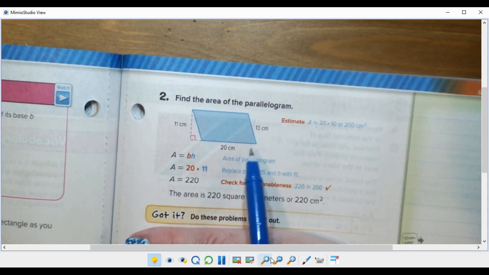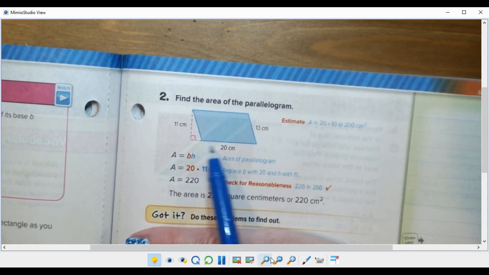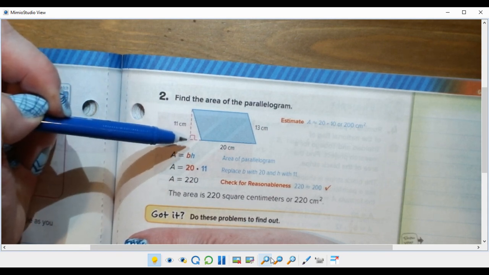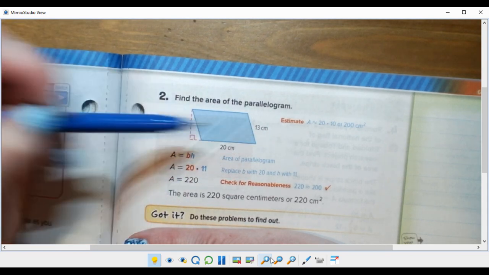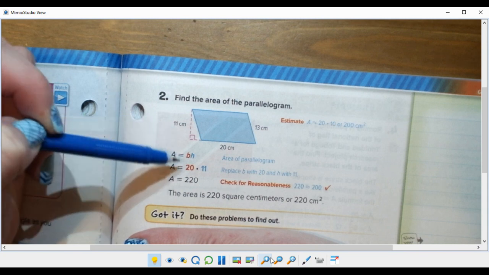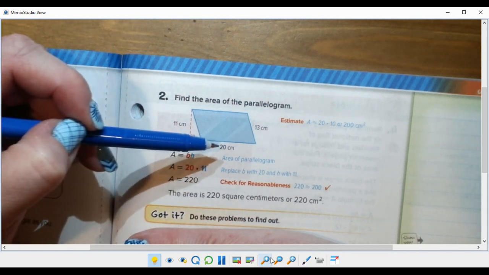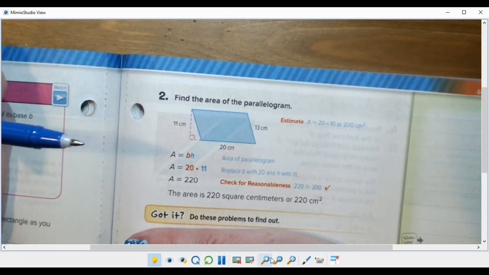Well, the base I think is pretty clear. It's the one that it sits on, so we're going to use the 20 for that. The height will always be perpendicular. This is considered a side. This is considered the height. So I'm going to multiply 20 times 11. I get 220. Since this is measured in centimeters, it'll be square centimeters.